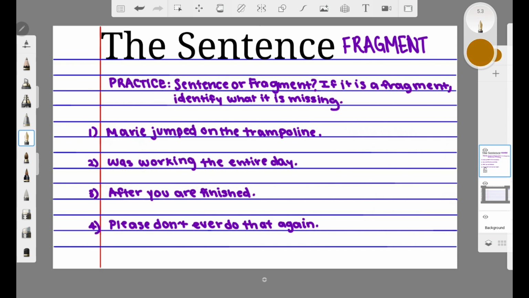So now for practice, we are identifying whether the group of words is a sentence or a fragment. And if you decide, oh, this is not a sentence, it doesn't express a complete thought, it's a fragment, then identify what is it missing? Is it missing the subject or is it missing the verb? Pause the video now and complete the practice.